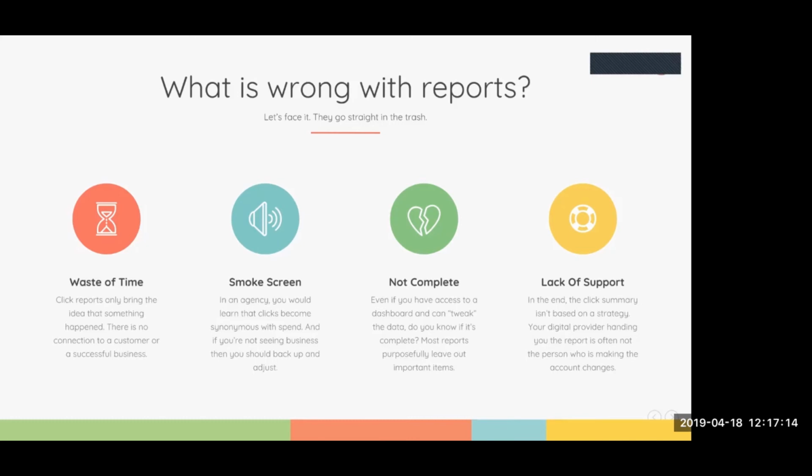That's easy to say. Your digital provider handing you the report is often not the person who's making the account changes. This may not be true in smaller digital providers, digital marketing agencies. Sometimes you're dealing with the person who's working with the strategy. Like, for example, at Stand and Stretch, I would be at the table for strategy and internally be working with the team on strategy, making sure that clients' needs are brought to the forefront, branding specifics, outcomes, everything we need to process. Sometimes when you're looking at a click summary, it doesn't explain a strategy.